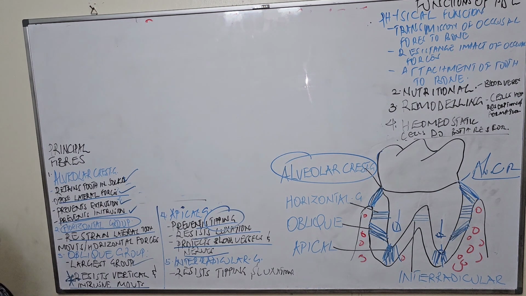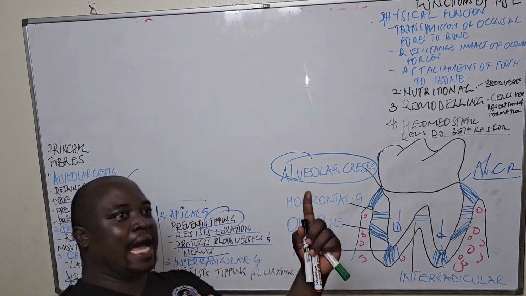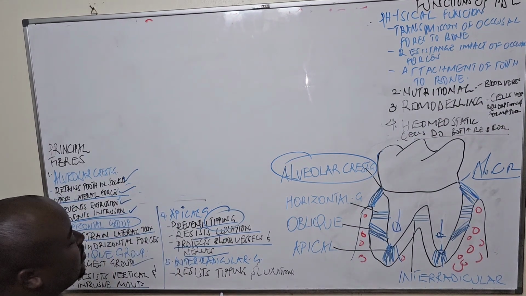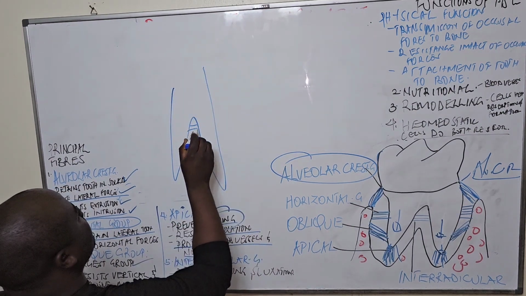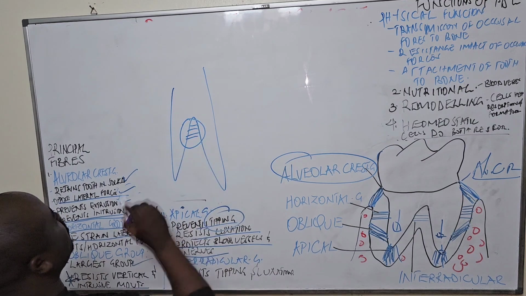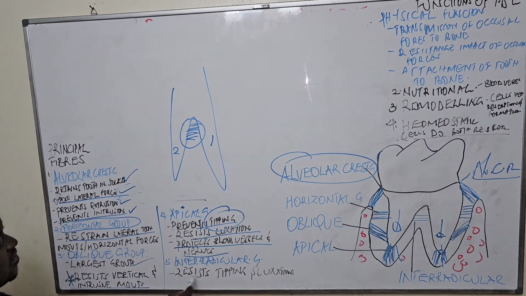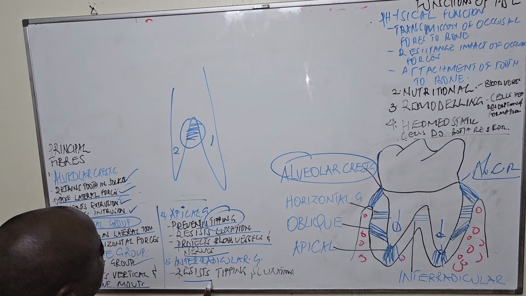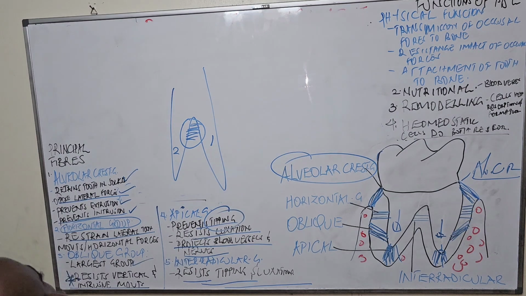The last group is the interradicular. Now, interradicular, inter means in between. Interradicular means the teeth are multi-rooted, so in between the two roots. One root and the second root, interradicular. So the interradicular resists tipping or luxation. That is the importance.